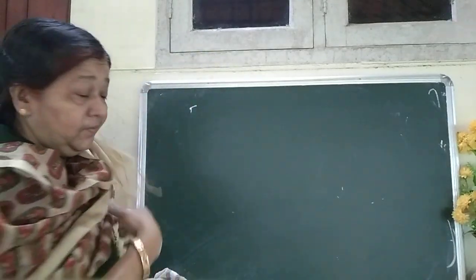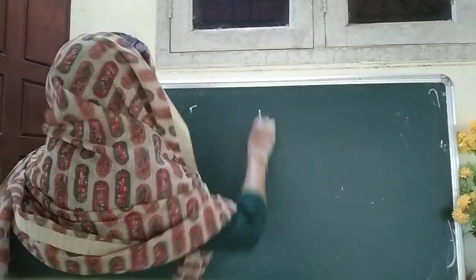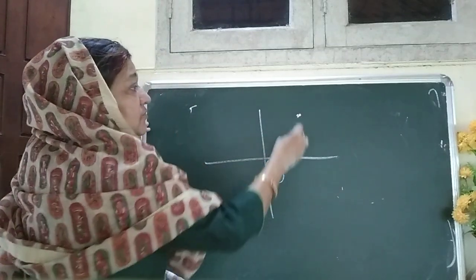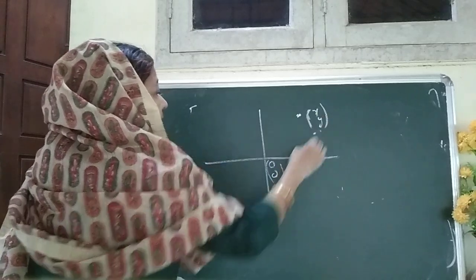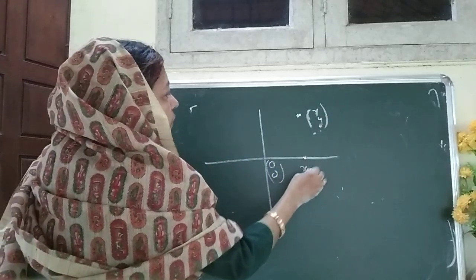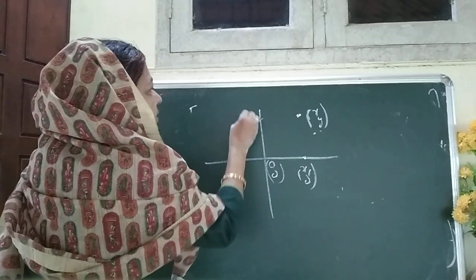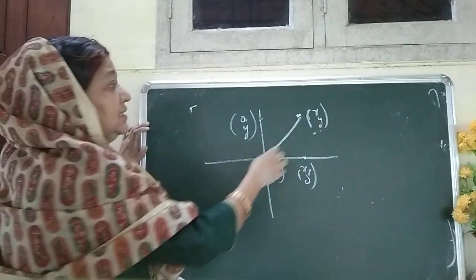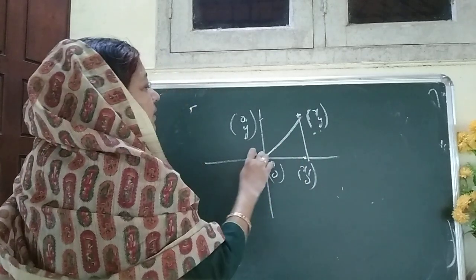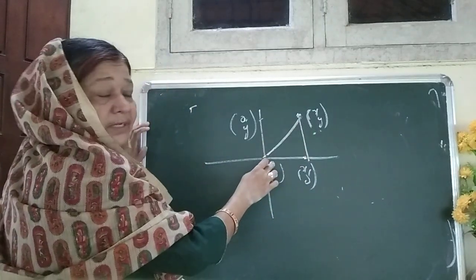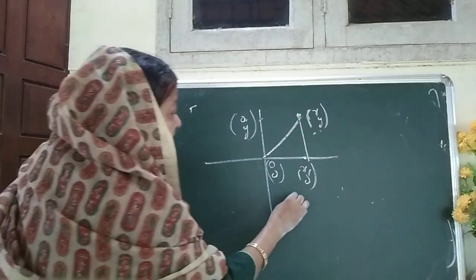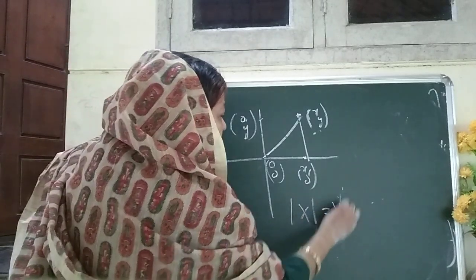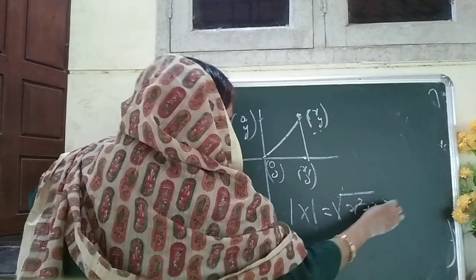First of all, we know it is (0, 0). Then we can take a point and say this (x, y). Then it is the point (x, 0) and (0, y). Therefore, the distance from the origin to the vector, by Pythagoras theorem, is root of x square plus y square, and we denote it as modulus of x. Modulus of x equal to root of x square plus y square.